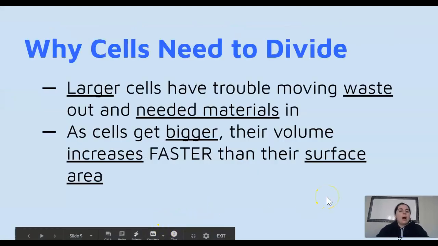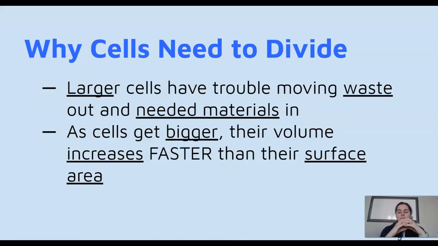Okay. Why cells need to divide. If a cell continues to get very big all by itself, it's going to have a harder time efficiently moving waste products out, because all the processes occurring in the cell produce a waste product. And remember, for photosynthesis, that waste product was oxygen. So if you have a chloroplast in the center, the bigger the cell gets, the harder it is for that oxygen to escape. It has more cytoplasm that it has to go through.